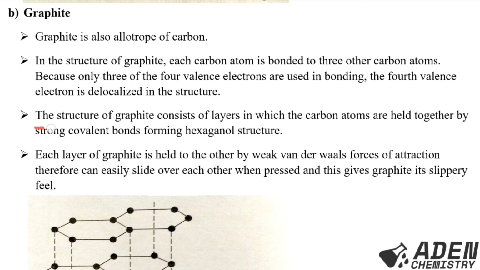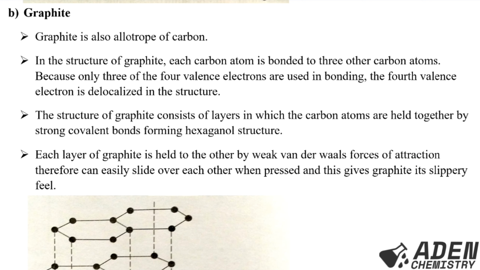So we're saying the structure of graphite consists of layers in which the carbon atoms are held together by strong covalent bonds forming a hexagonal structure. I've explained that earlier on. And we're saying each layer of graphite is held to the other by weak van der Waals forces of attraction. Therefore, they can easily slide over each other when rubbed, and this gives graphite its slippery feel, or it is slippery in nature.